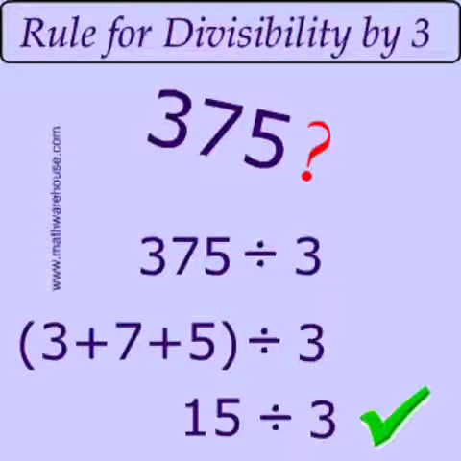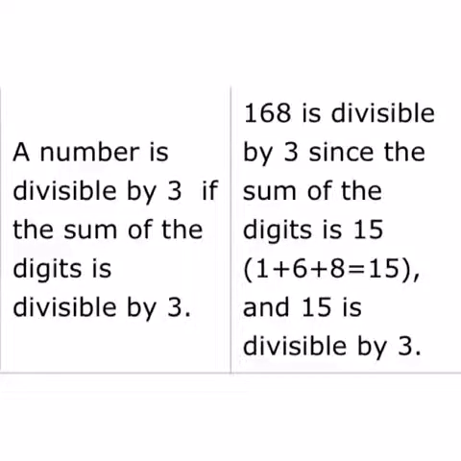Again a new number, 375. When added, it gives 15, and 15 divided by 3 gives 5 as the quotient, and no remainder. So 375 also passes the divisibility test of 3. So children, by these examples, finally we can conclude that a number is divisible by 3 if the sum of the digits is divisible by 3.